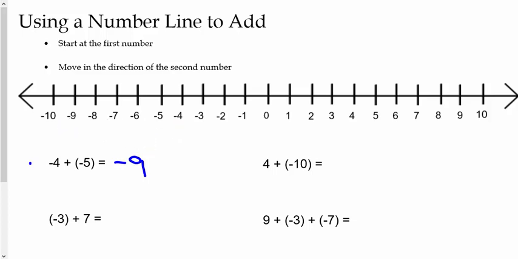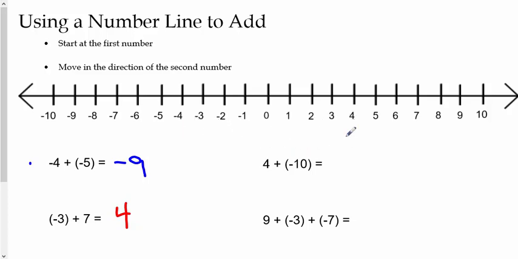Let's take a look at the next example. I have negative 3 plus 7. Again, I'm going to start here at negative 3. Now I'm adding a positive, so if I'm adding something good, I'm going to move up on the number line. And if I add 7 to negative 3, well, it takes me 3 to get to 0 and 4 more, and I'll end up at positive 4.